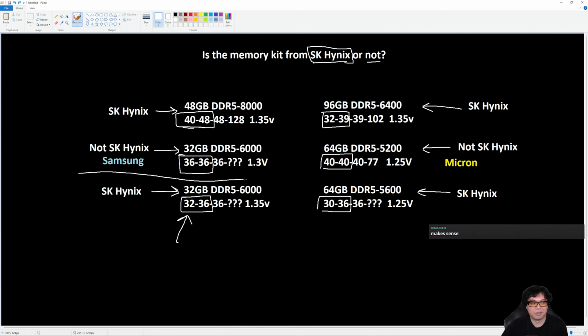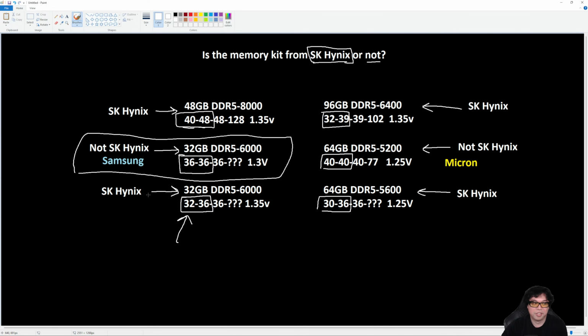We gave an example of a really crappy Samsung kit that was terrible. It was so bad, Micro Center had such a high return rate on this RAM that G.Skill literally switched suppliers over to SK Hynix. That's how bad it was.